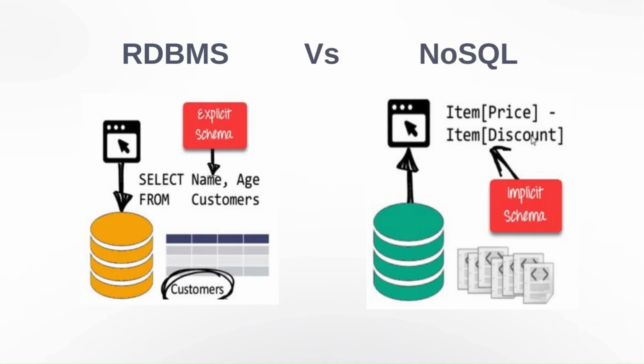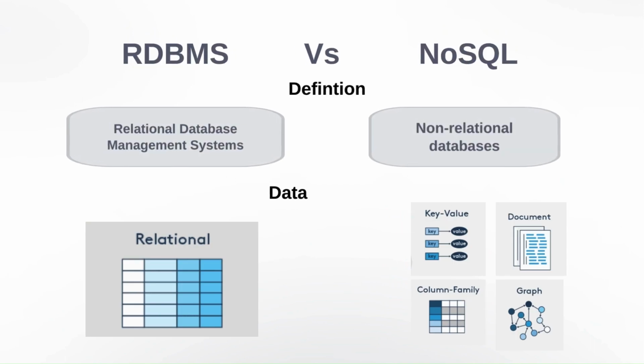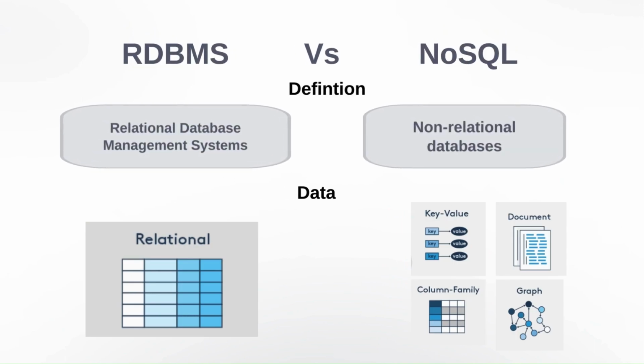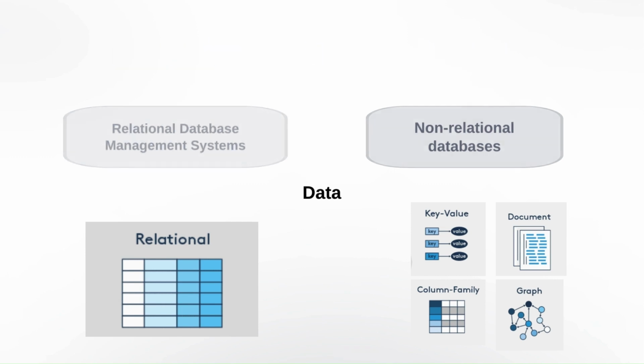Now I am going to discuss the difference between RDBMS and NoSQL. RDBMS is the relational data type, whereas NoSQL is non-relational data type. RDBMS contains tables which contain columns and rows, whereas NoSQL has different data types such as key value, document, column family, and graph.